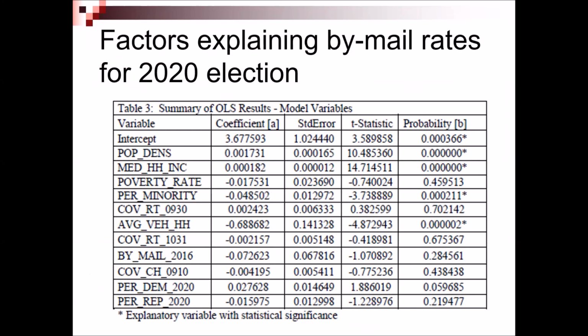And so we want to explain by-mail voting in 2020 using about 10 different variables. Now, I got really scared when we got a comment from one of the reviewers who said, hey, by mail in 2016, you think the people who mailed in their ballot in 2016 are the same people who mailed in their ballot in 2020?